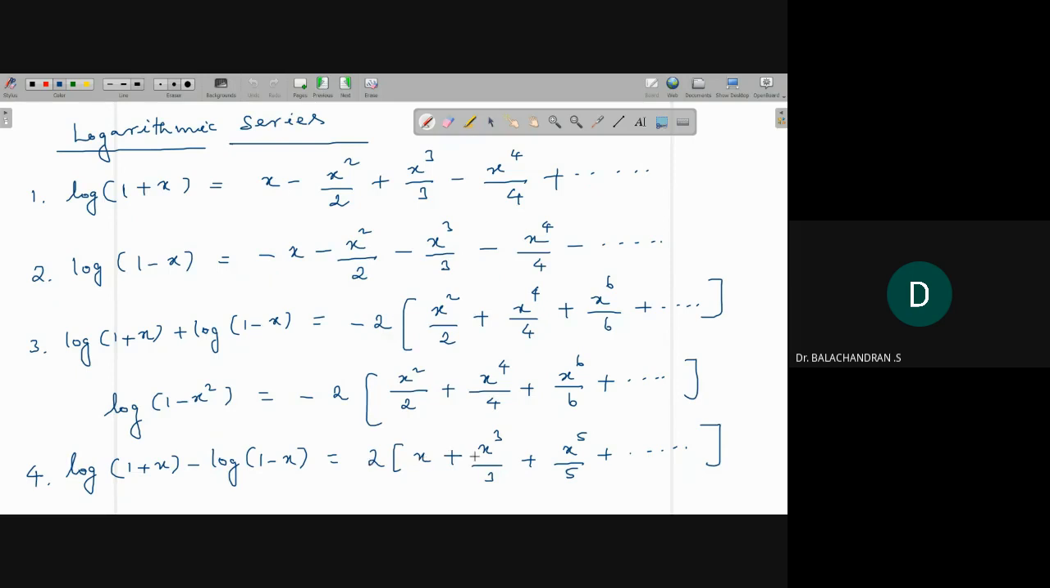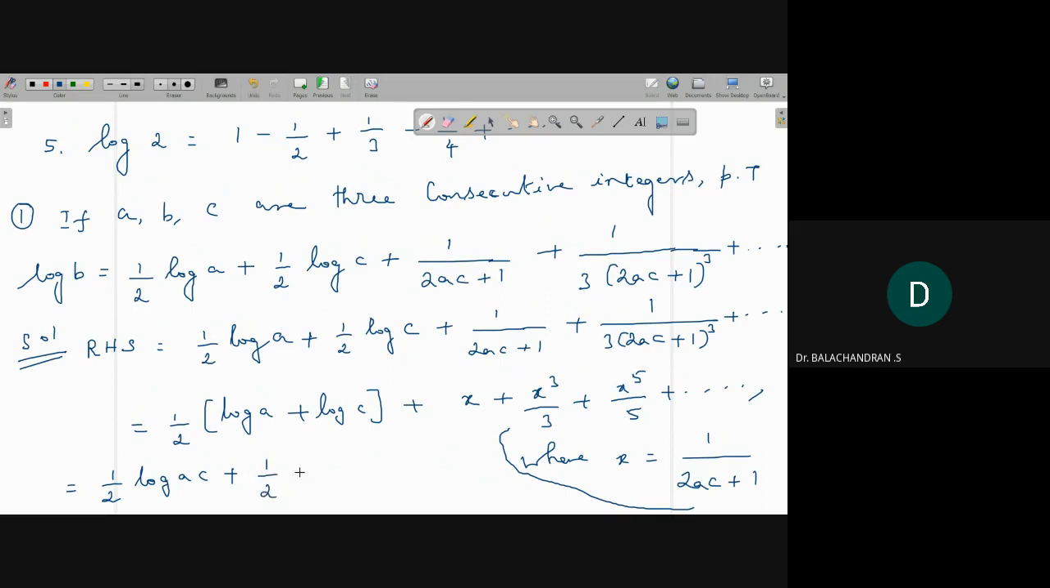So I have x plus x cube by 3 plus x power 5 by 5 and so on. This is equal to 1 by 2 into log of 1 plus x minus log of 1 minus x. You can simplify further. Log of (1 plus x) by (1 minus x) is equal to 2 times (x plus x cube by 3 plus x power 5 by 5 plus and so on). So this is nothing but half log (1 plus x) divided by (1 minus x).